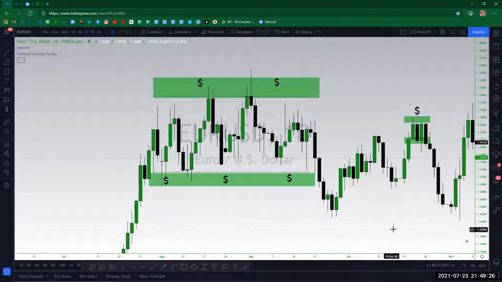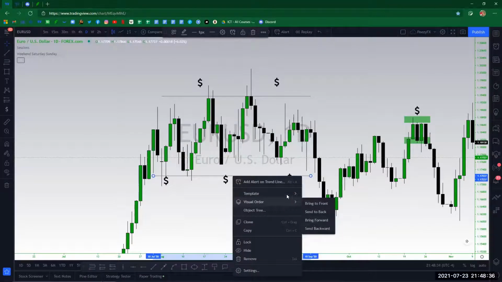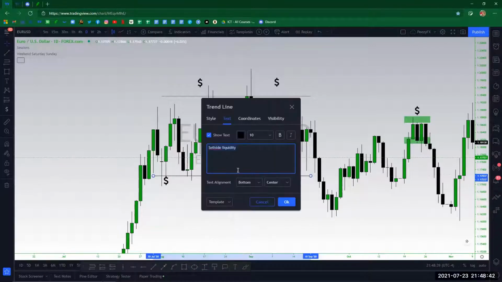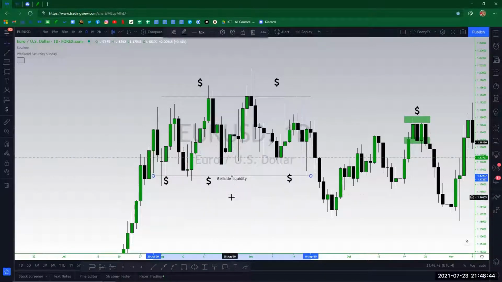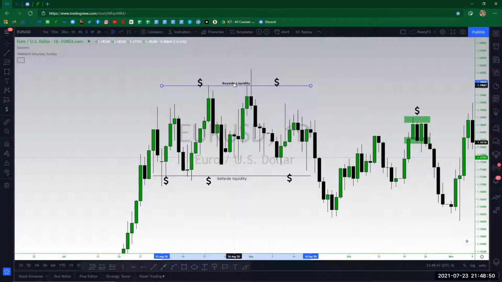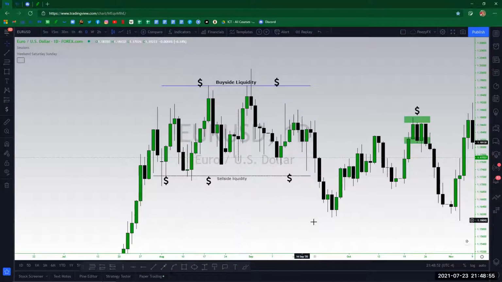Now, buy side and sell side liquidity. This down here would be considered sell side liquidity. This up here, considered buy side liquidity. Now, these are areas of price in which buy stops or sell stops are mostly residing.